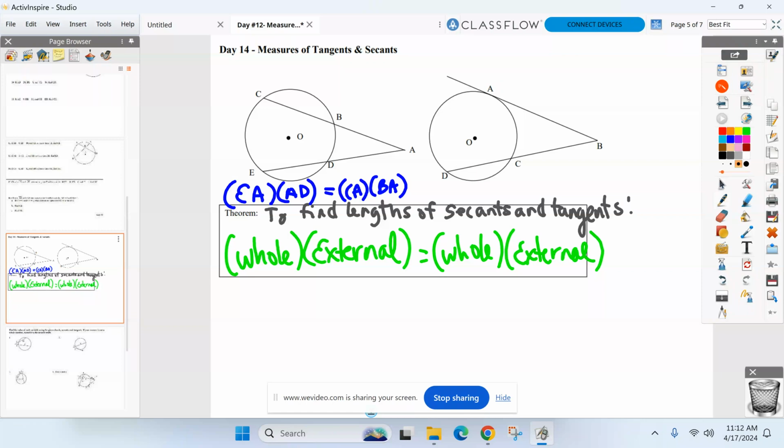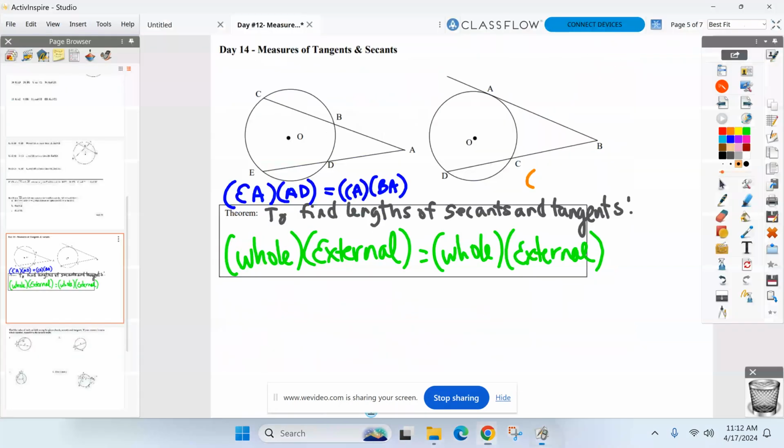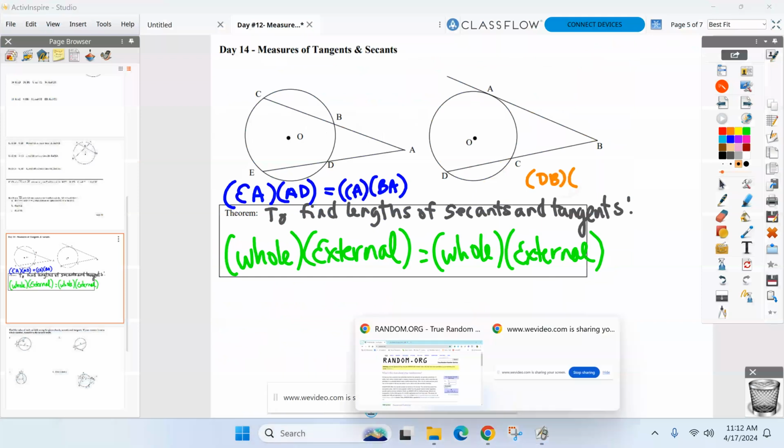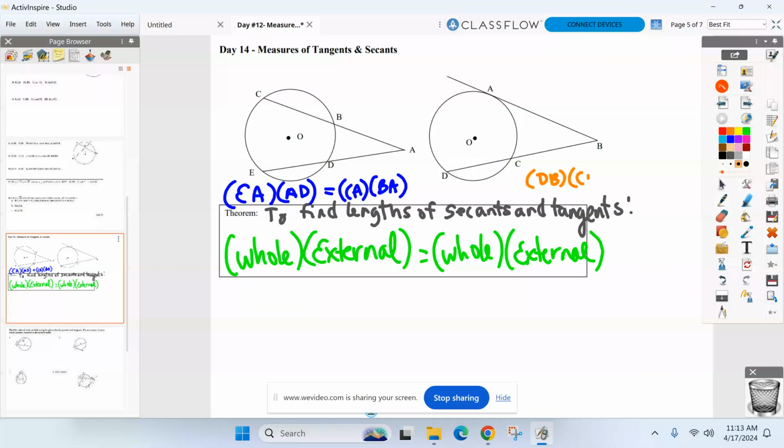Let's start with the secant, though. Give me the whole secant's name on this diagram. DB, times, how about its external part of that secant? CB. All right, now let me slow it down. Look at the tangent. Whole tangent, AB. What are you going to tell me about its external part? Same thing as the whole part, isn't it? Because it's all on the outside.